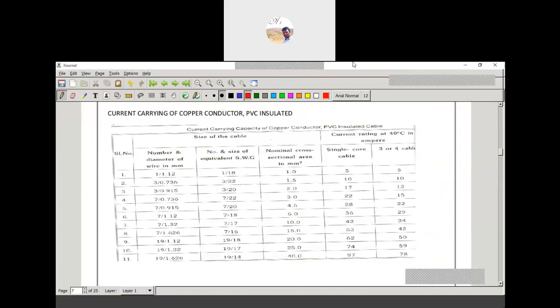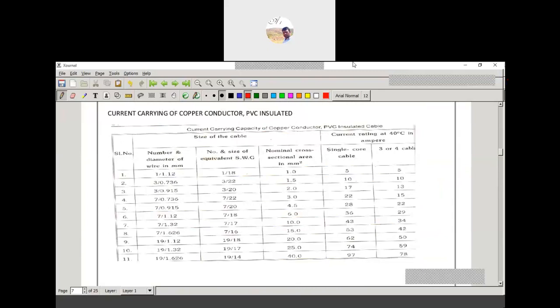1 by 1.2, 3 by 0.76, 7 by 1 point. So, number and diameter of the wire in mm, and the equivalent SWG. That will be 1 by 18, 3 by 22, 7 by 22, 7 by 20.